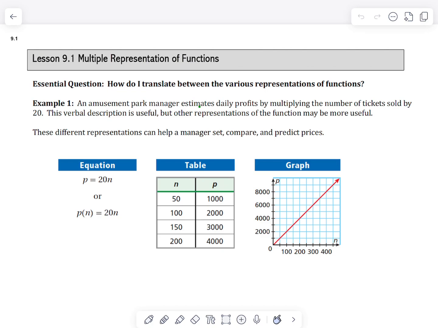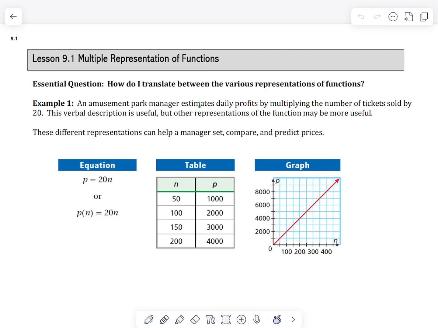All right, this is on multiple representations of a function. Here's an example. An amusement park manager estimates the daily profits by multiplying the number of tickets sold by 20. This verbal description is useful, but other representations of this function can be more useful. So these are some different representations the manager can set up.